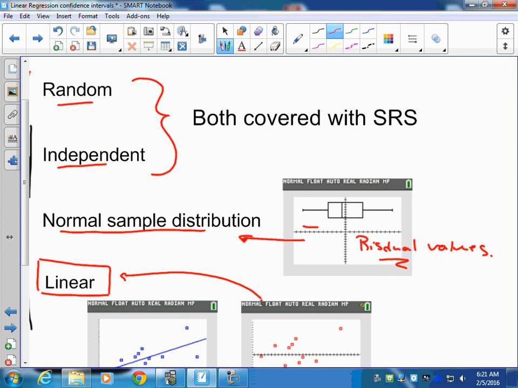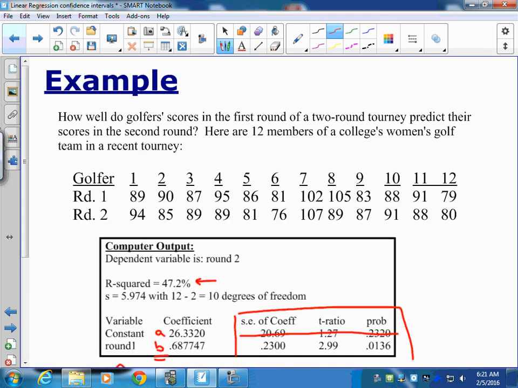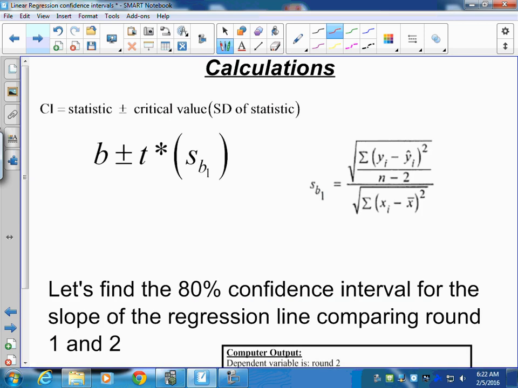Now, if we go back to our example, we have 12 members of a college women's golf team, and here are their round 1, round 2 scores. This is not a random sample. And remember, that doesn't stop our work. That just makes us know and understand that the answer that we get here might not be as valid, because we don't know what was happening in this one situation and we're not dealing with a random sample of situations.